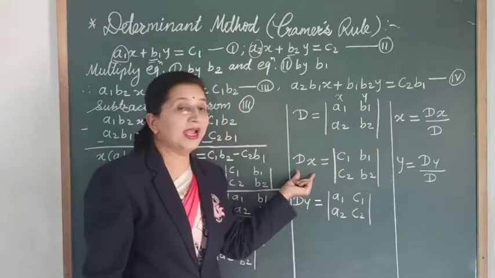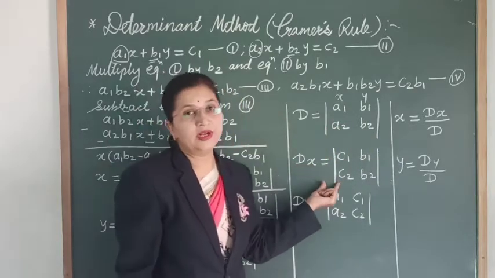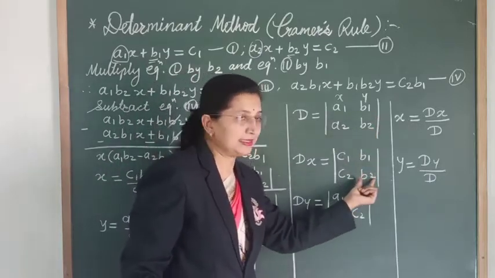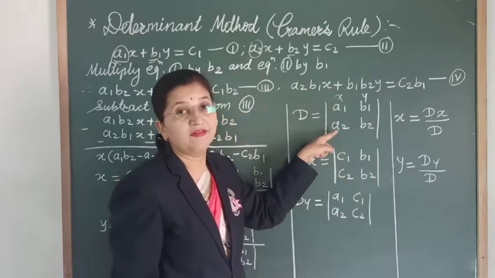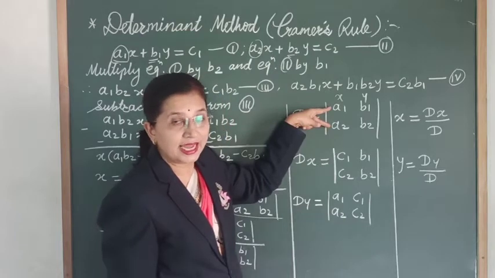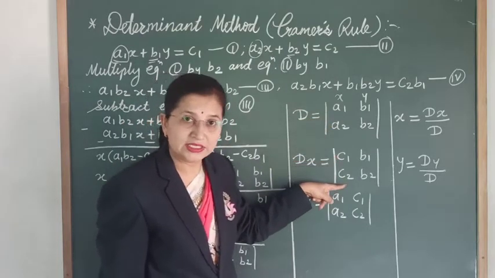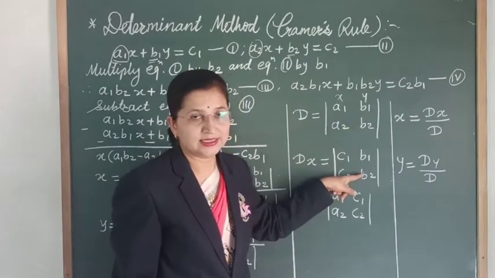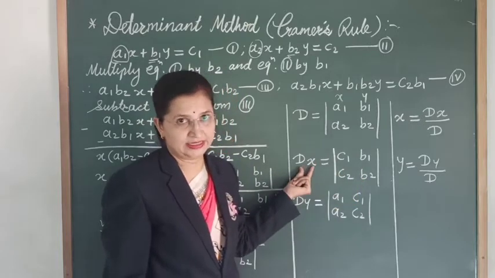And to get the value of Dx, what do we do? Here b1, b2 in the second column will be as it is. We only have to replace the coefficients of x. So the coefficients of x, that is a1, a2, will be replaced by c1, c2. The second column will be as it is. So by taking this determinant we will get the value of Dx.